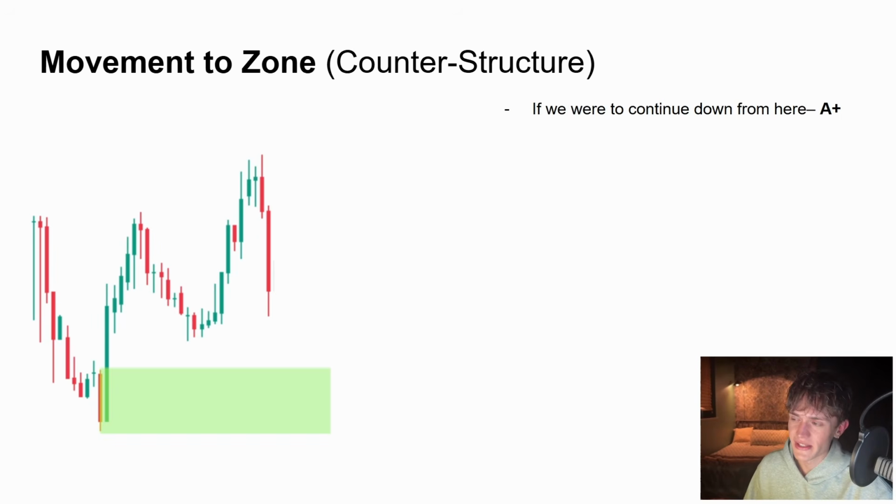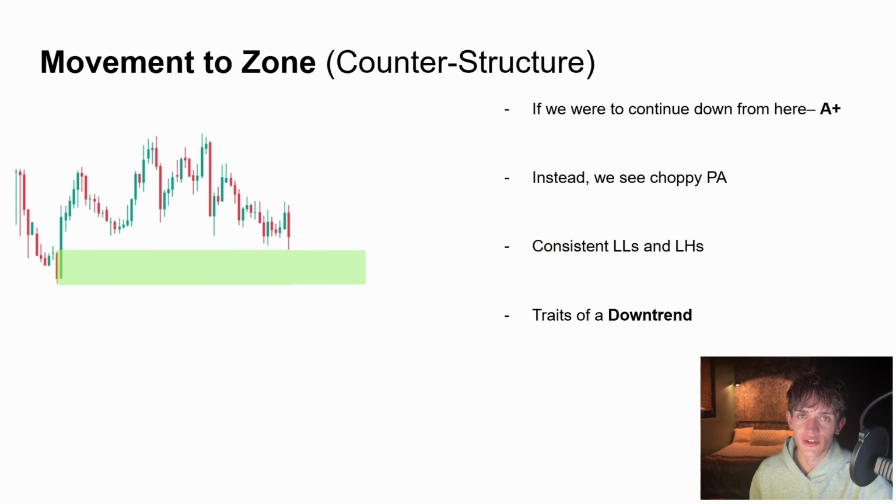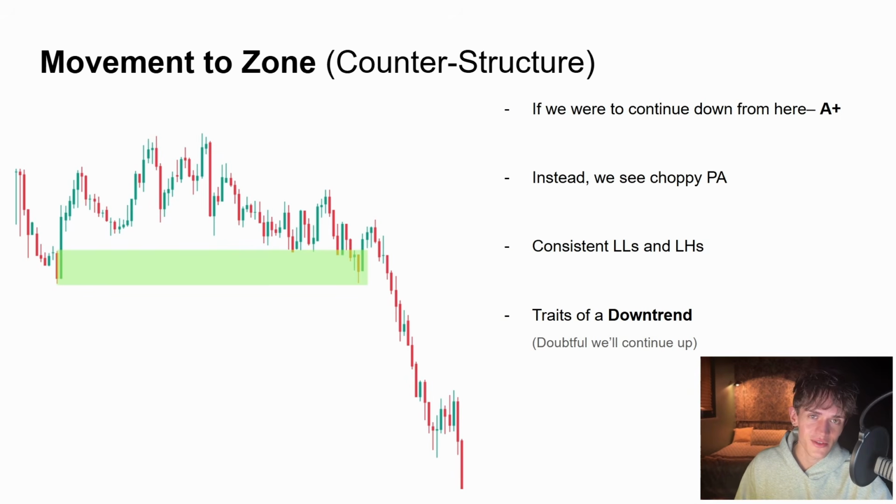But instead, what we see is just really, really choppy price action, of which forms lower lows and lower highs. We come up and match this high at the top, which forms a level of resistance. And then from then, we just make a lower low, a lower high, once again, another lower low. And as we've discussed, these are traits of a downtrend. So it is doubtful that we will continue up after this. If we are looking to go upwards, we want to be in an uptrend. Why are we showing traits of a downtrend? And as we can see, we invalidate the zone straight away before continuing extremely bearish.